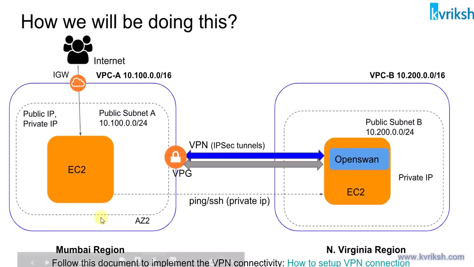So there are both the options. We can either log into this EC2 instance and try to ping the other EC2 instance using its private IP, or the other way around: from here we can ping this EC2 instance over its private IP. Okay, so let's do our exercise.